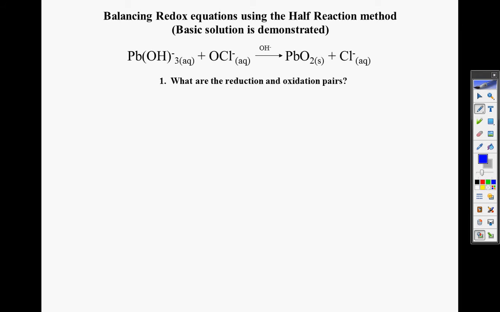All right, anybody figure out what the reduction pair is yet? Yes, it would be OCl and Cl minus. All right, OCl and Cl minus. Why do you say that? Because the Cl has an oxidation number of +1 to -1. OCl and Cl minus.